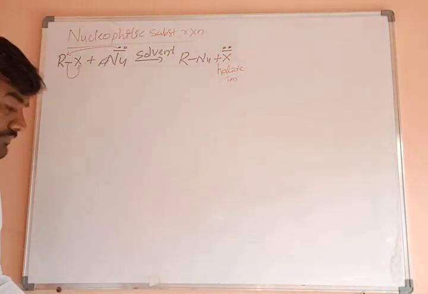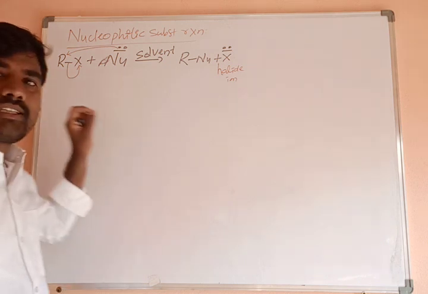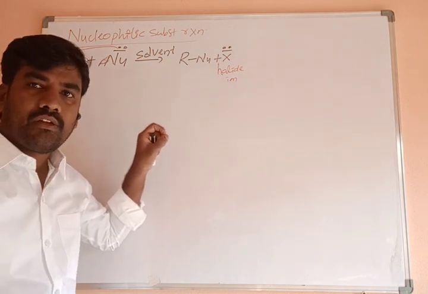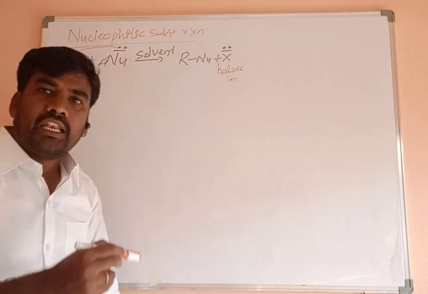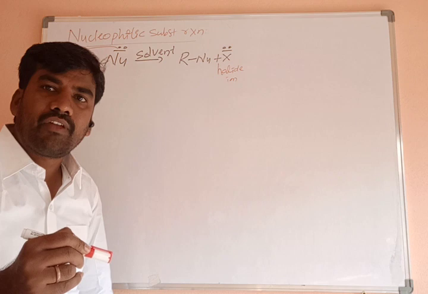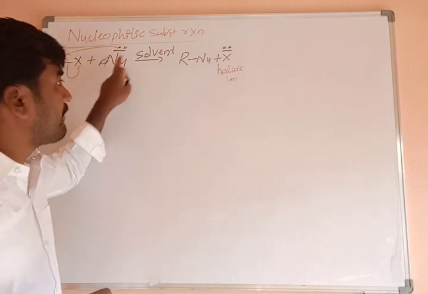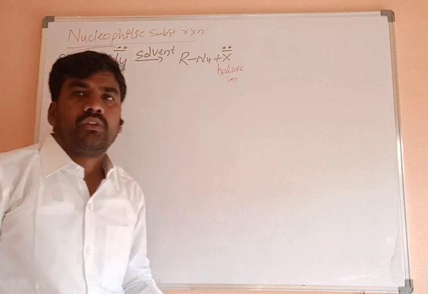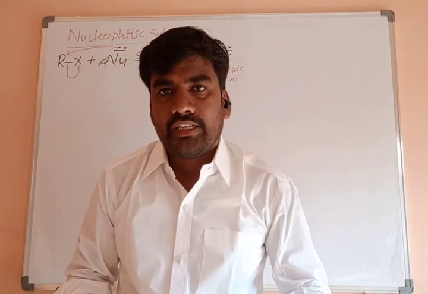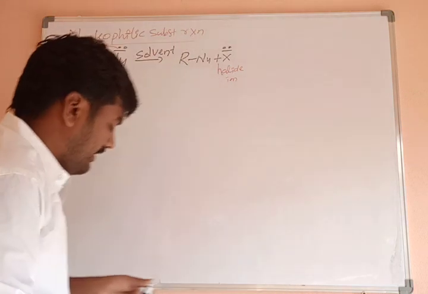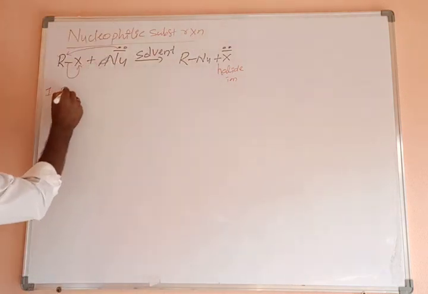In this reaction, R is the alkyl group, and this is also called the substrate. What about X? X is leaving the substrate, so this is called the leaving group. What about Nu? Nucleophile. And what about solvent? Here, many types of solvents are there; we will discuss them in detail later. First of all, I am starting with R. What is R? Substrate.